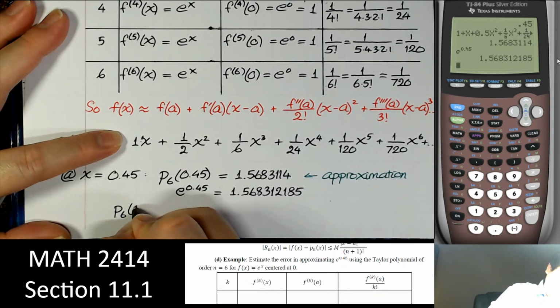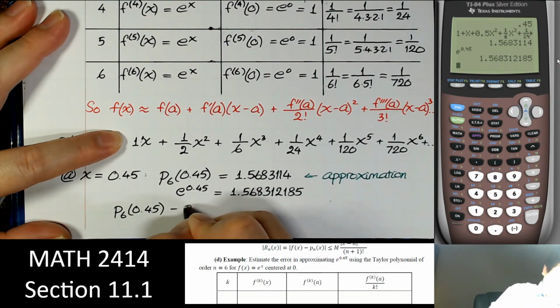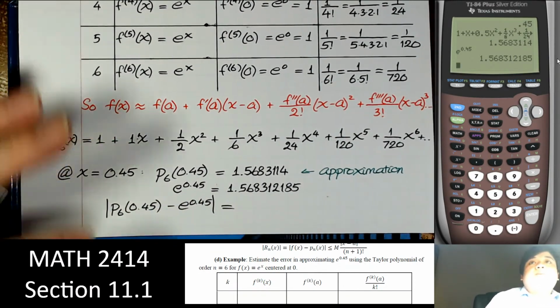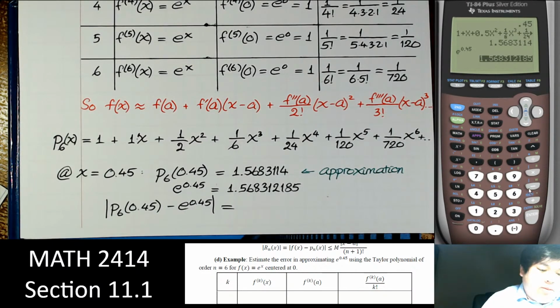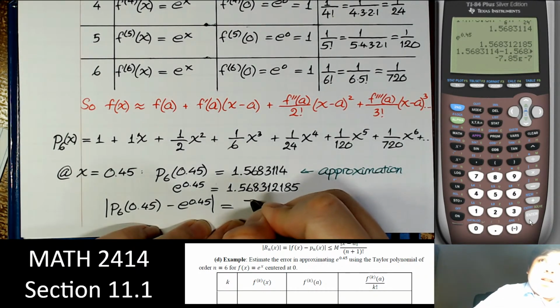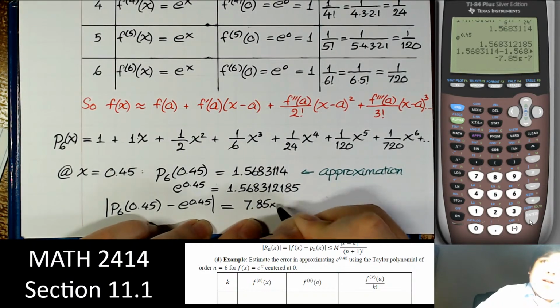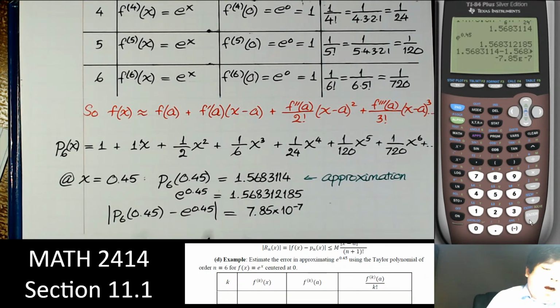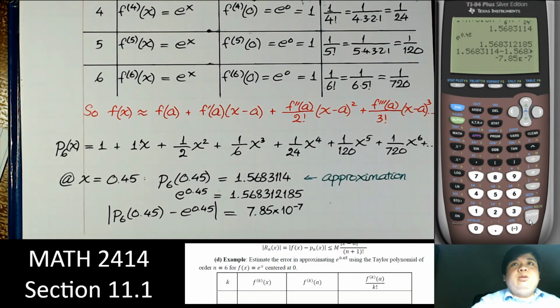So subtract and take the absolute value. So pretty much we have this number, subtract that number. Just highlight, hit enter, like copy and paste, and we have 7.85 times 10 to the negative 7. By the way, because we have absolute values, that negative answer will turn to positive.